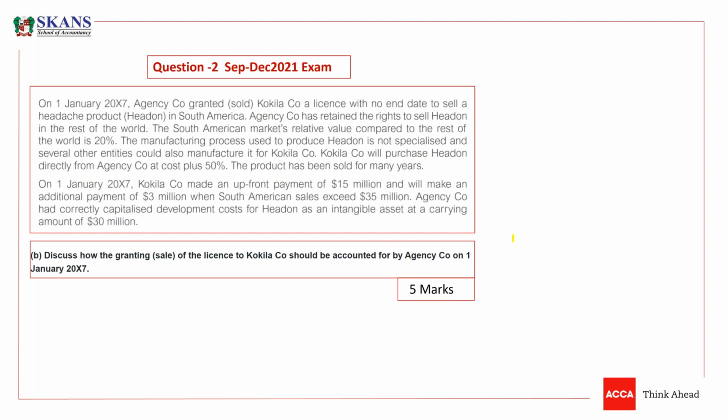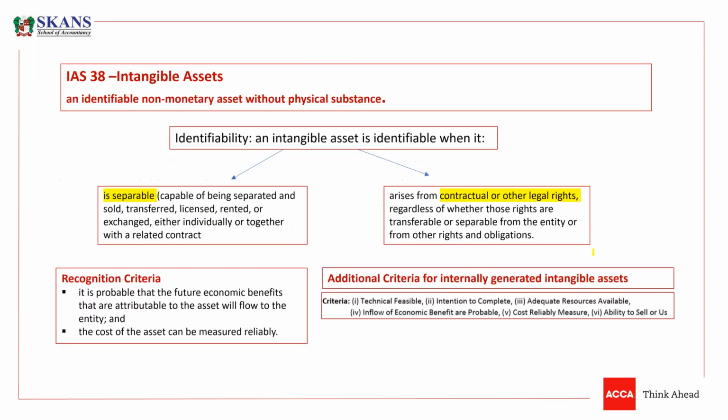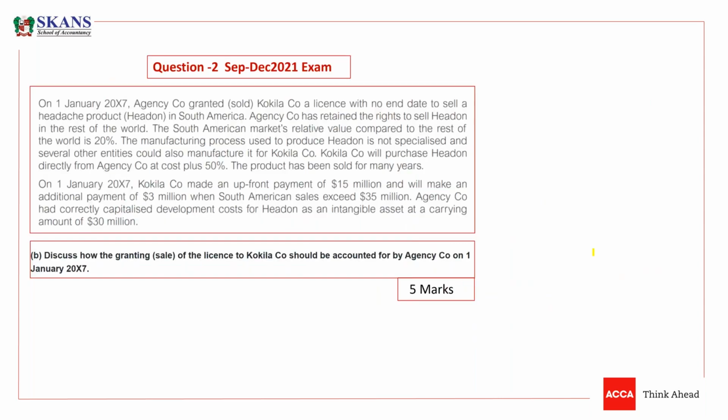Now, guys, we are going to solve question 2 of the September, December exam. This is a question for 5 marks. So let's understand what is in this 5 marks. Discuss how the granting sale of a license to Kokila company should be accounted for by agency company on 1st Jan 2007. So they are asking you to discuss how the sale should be accounted for.